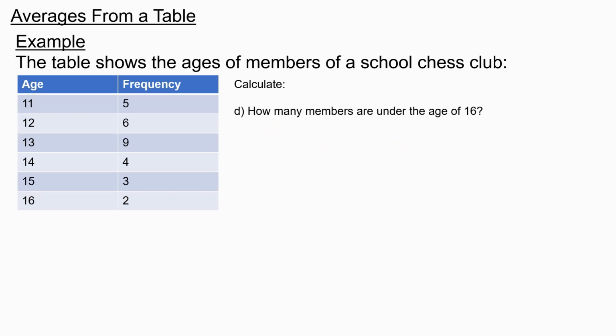How many students are under the age of 16? Well, if we look at the frequencies, we can see that there are 3 who are 15, 4 who are 14, and so on. So all I need to do is add up 5, 6, 9, 4, and 3. Basically all of the frequencies except for those for 16. If I do this, I get 27. So there are 27 members who are under the age of 16.